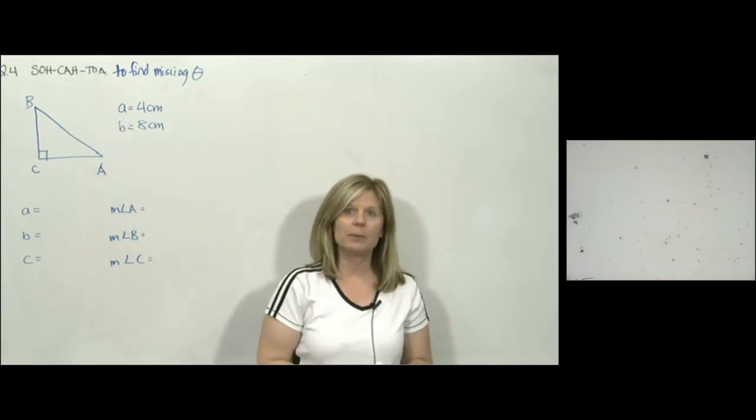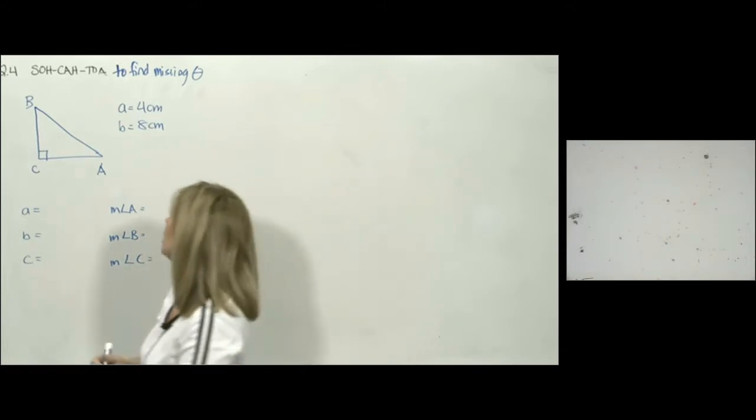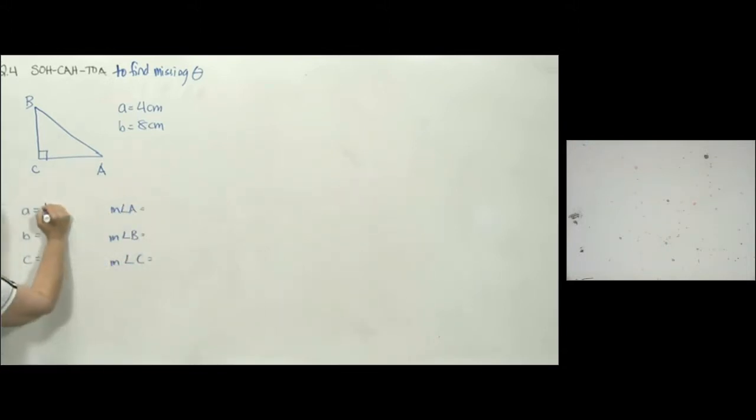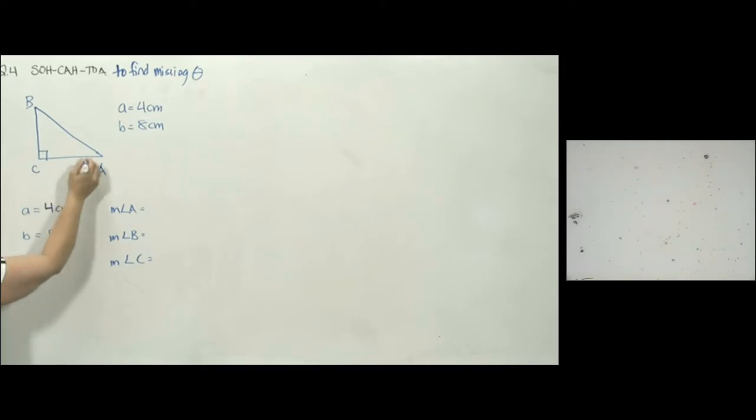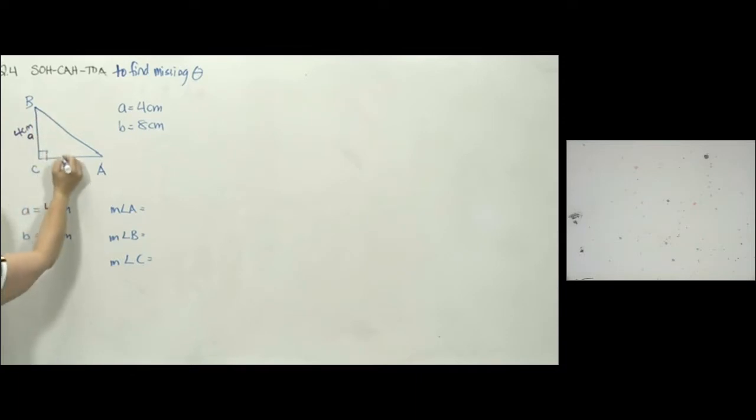So little a and little b happen to be what part of the triangle? That's correct. It's the sides. So I'm going to write this down. I know side A is 4 centimeters. Side B is 8 centimeters. I'm also going to put in the picture. Side A is across from angle A. This is side A, and it is 4 centimeters. Side B is across from angle B. So if I go across from angle B, this is side B. This is 8 centimeters.